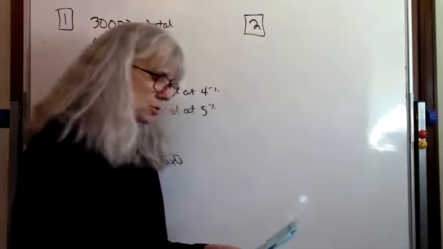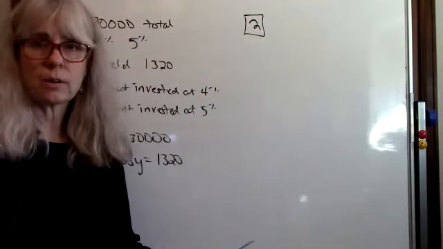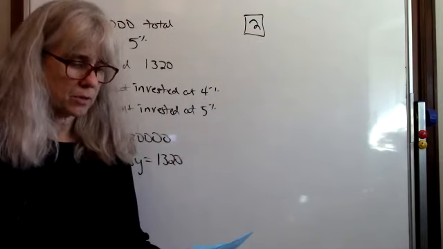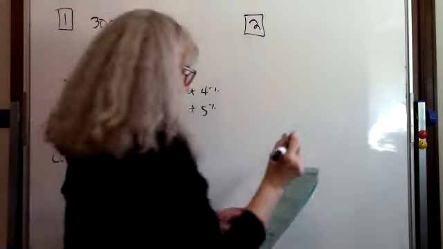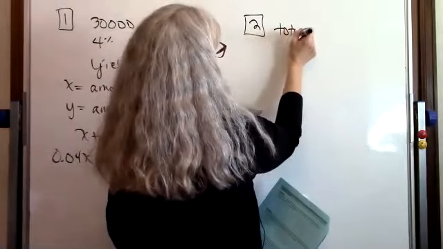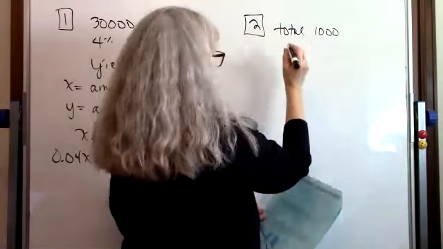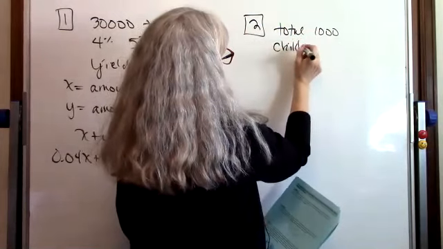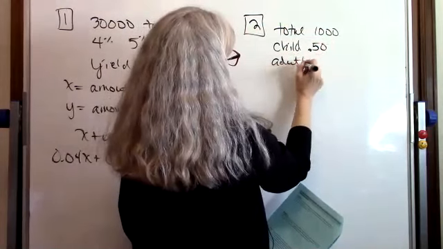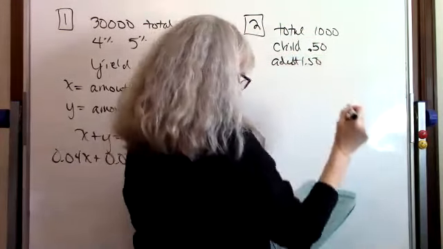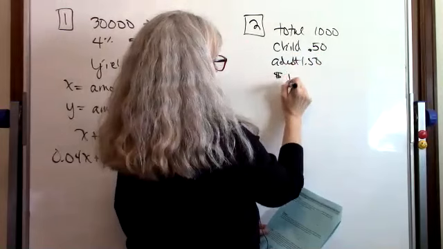Okay, example 2 says the total number of passengers riding a city bus during the morning shift is 1,000. If the child's fare is 50 cents and the adult fare is $1.50, the total revenue from the fares in the morning is $1,300. How many children and how many adults rode the bus during the shift? So we know that there were a total of 1,000 people riding the bus during the shift. A child is 0.5 and an adult is $1.50. And the total revenue was $1,300.